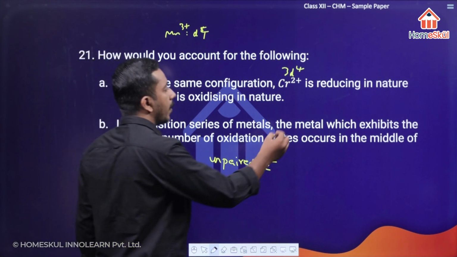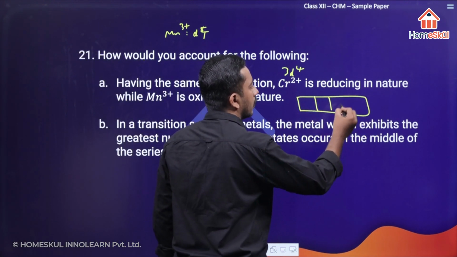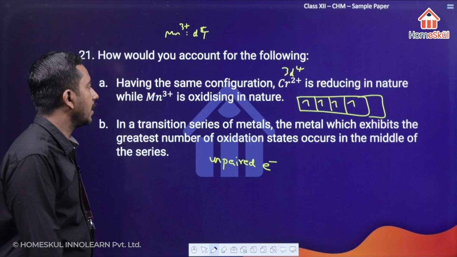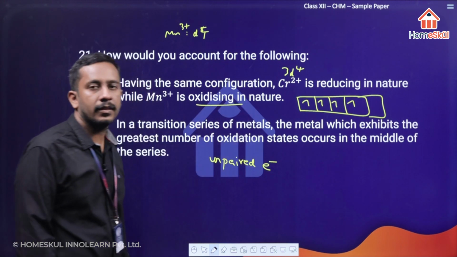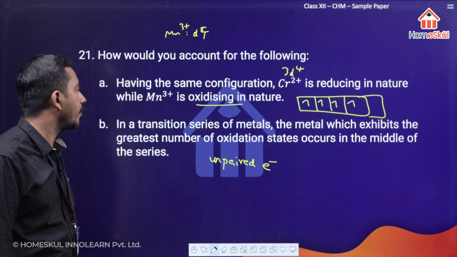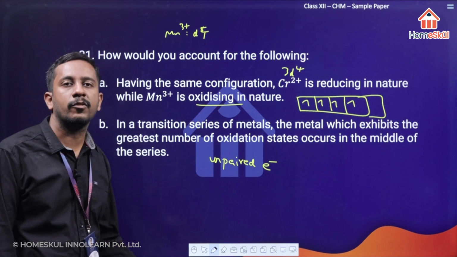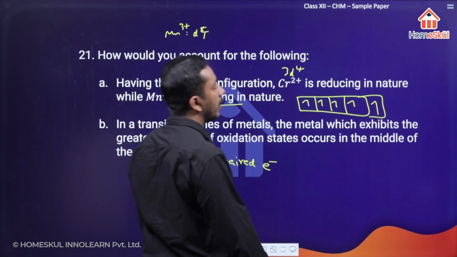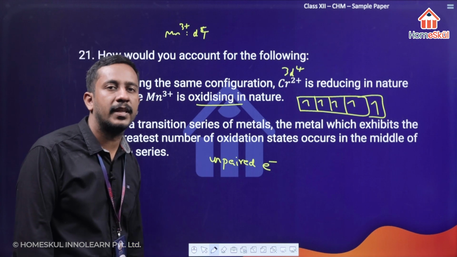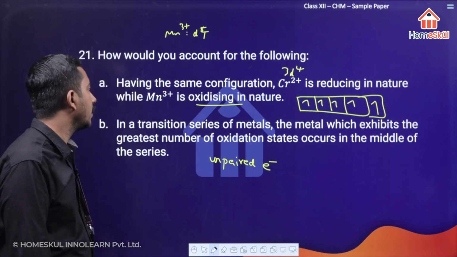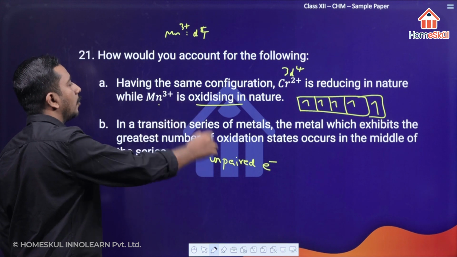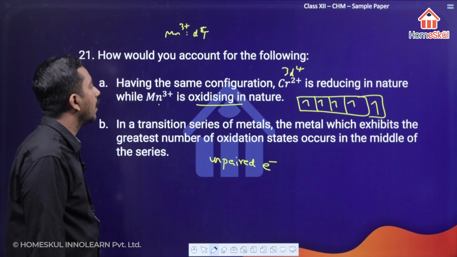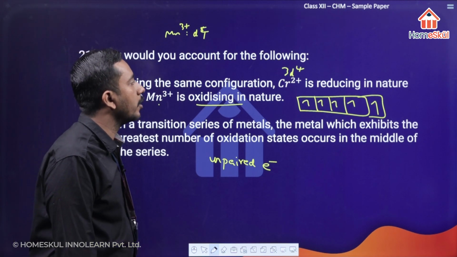Correct. So if you take Mn3 plus first, it will be having a d4 configuration. So it is said that Mn3 plus is oxidizing in nature. So if Mn3 plus is oxidizing, this Mn3 plus will have to undergo reduction. That means it will be gaining an electron. That means the d4 configuration will be converted into d5 configuration. So since the half-filled d orbital configuration has an extra stability, that will explain the oxidizing nature of Mn3 plus. That is going to get reduced by accepting an electron and become Mn2 plus.